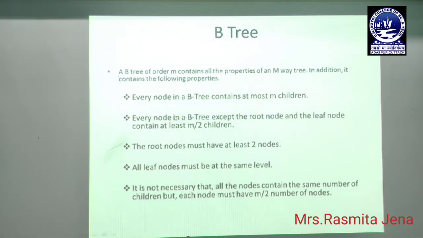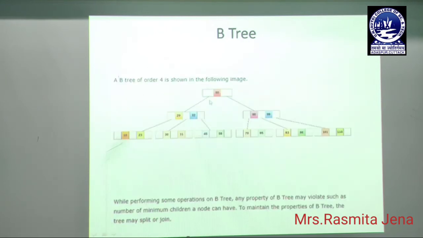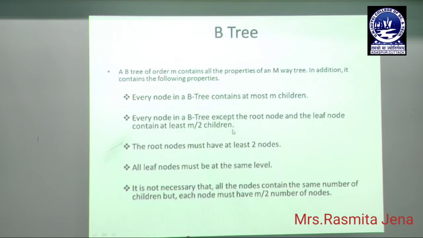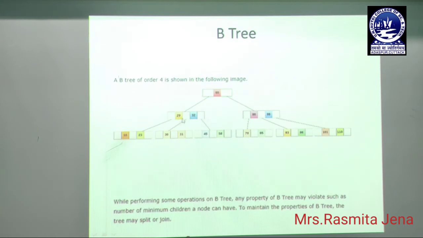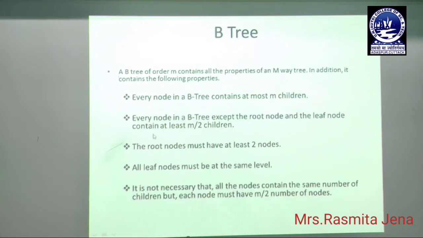Then let us see the second. Every node in a B tree except the root node and leaf node contains at least m by 2 children. This is the root node, these are the leaf nodes, and besides these we have 2 internal nodes. These 2 internal nodes should contain at least m by 2 children, that means at least 2 children. You can see this node has 3 children and this node has 3 children. Here the order is 4, so they contain at least 2 children. So the second condition is also satisfied.